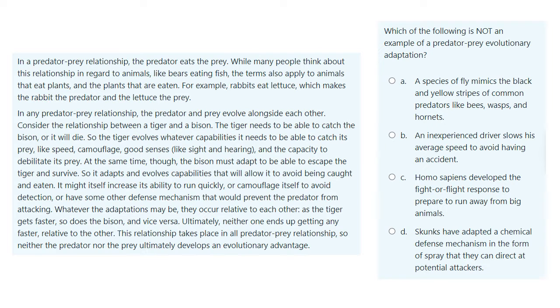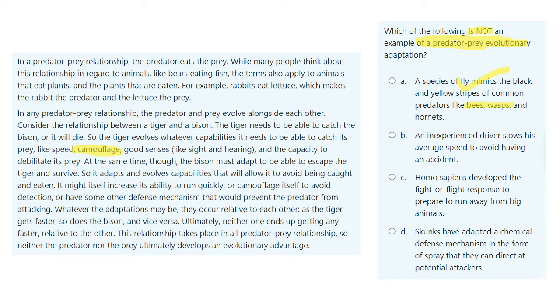Next question asks, which of the following is not, make sure you see that word, not an example of a predator and prey evolutionary adaptation. So the evolutionary adaptation is something that helps either the predator or the prey to survive. A, a species of fly mimics the black and yellow stripes of common predators like bees, wasps, and hornets. Well, this might be the idea of camouflage. If the fly is looking like a bee or a wasp, then animals that want to eat the fly might be afraid because bees and wasps can hurt. So A looks like it's an example.